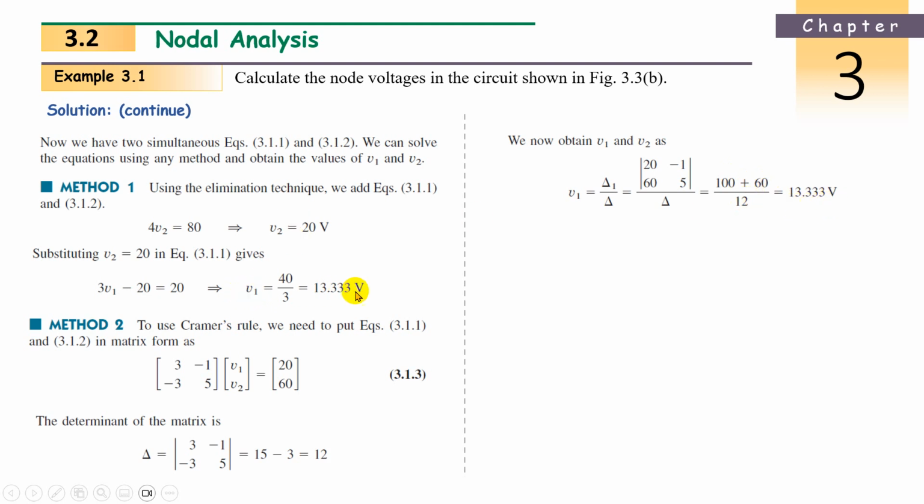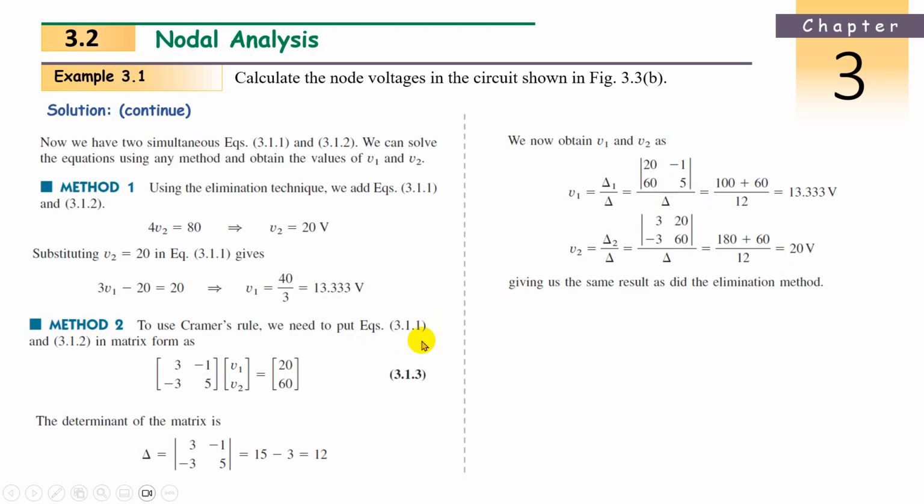See here, this is how much we got for V1 in the elimination technique. Same? Okay. Now V2. For V2, we remove the second column, minus 1, 5, and put 20 and 60 here. So your matrix is 3, minus 3, 20 and 60. Now find the determinant. Diagonal: 3 into 60 is 180, minus 20 into minus 3, which is 60. Minus of minus is plus. So it is 180 plus 60, that is 240, divided by 12, 20 volts. Right?